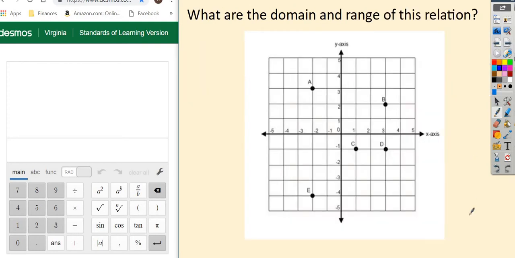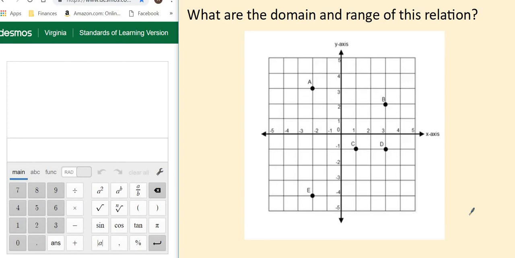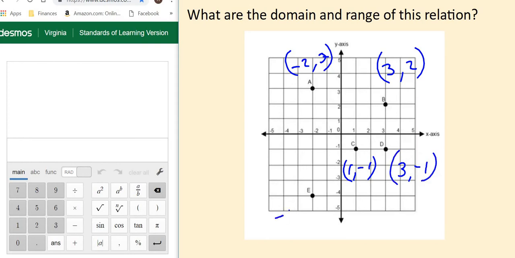It says, what are the domain and range of this relation? First thing you need to do is make sure you know all of the coordinates. A is -2, 3. B is 3, 2. C is 1, -1. D is 3, -1. And E is -2, -4.